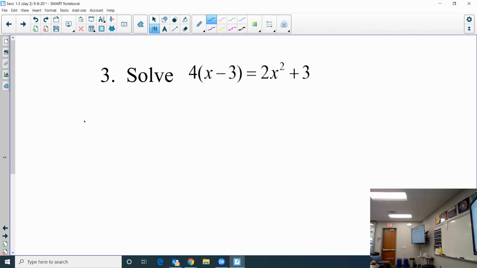All right, this is more like what you're going to see. You're not going to see a bunch of problems where it's already set up. You're gonna have to do a little bit of work. You're gonna have to remember it has to equal 0. And so for this, distribute your 4.